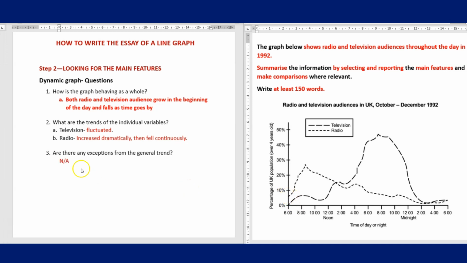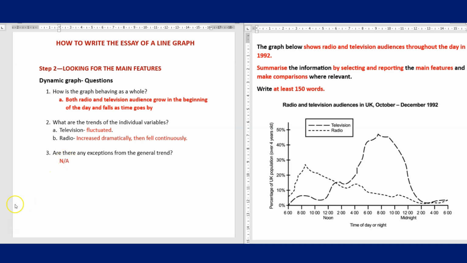The next question is, are there any exceptions from the general trend? Not really. As you can see, it all went up, came down, went up, came down. So they are all of similar trend, and there is actually no exception. So I wrote here, not available. You don't have to get answers for all of them. You just have to get the answers that come in when there are main features that actually correspond to the question that you asked.